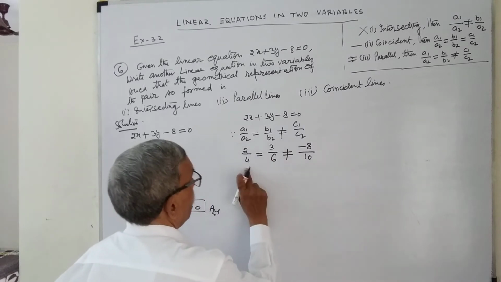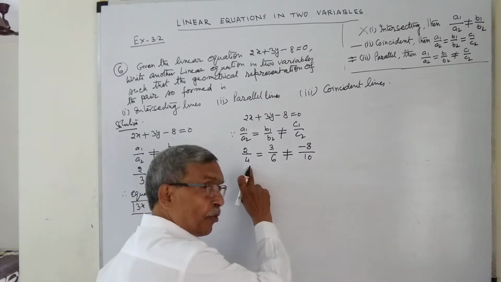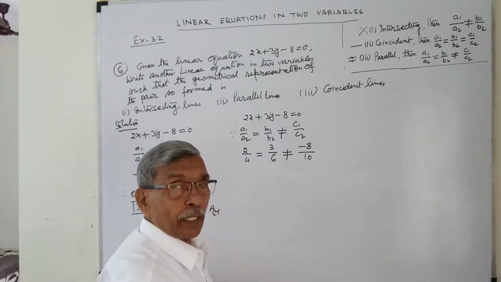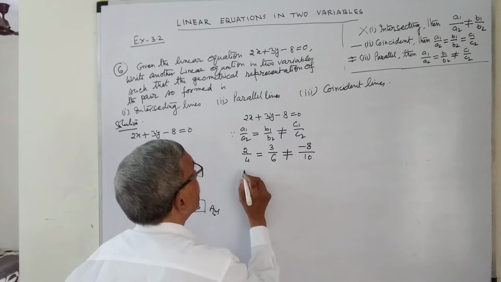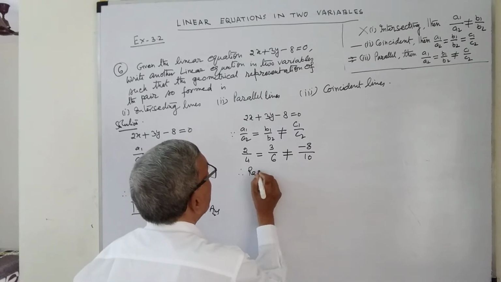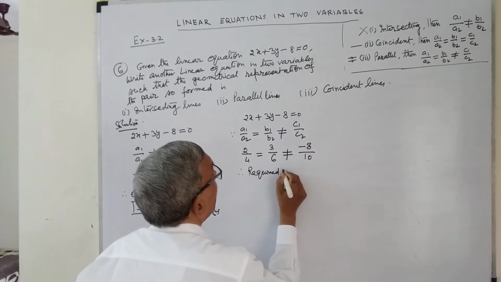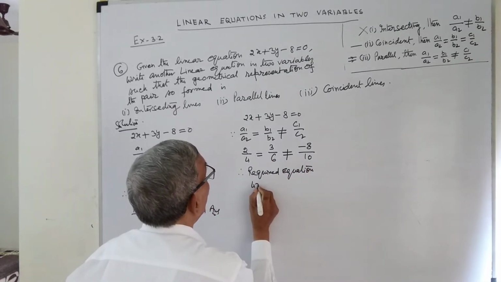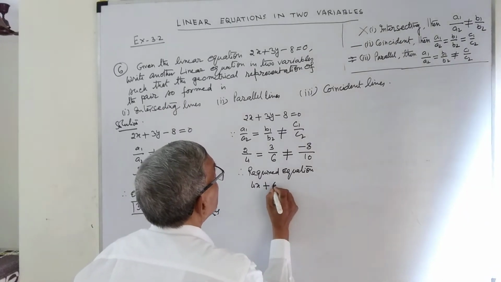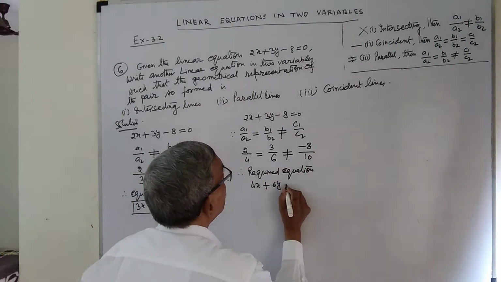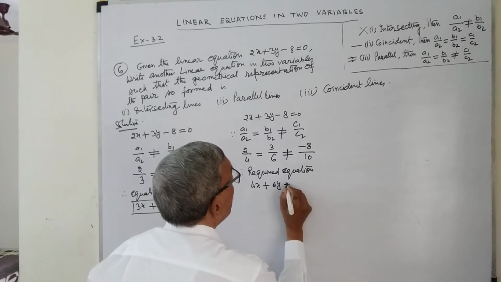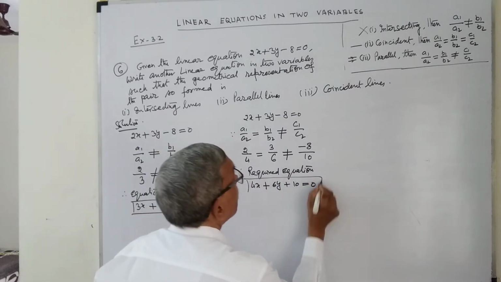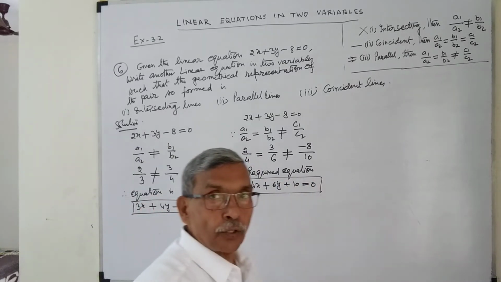So we have chosen 4 as the coefficient of x in the new equation, 6 as the coefficient of y, and 10 as the constant. Therefore the required equation is 4x plus 6y plus 10 is equal to 0. So this is our equation. I think you got it.